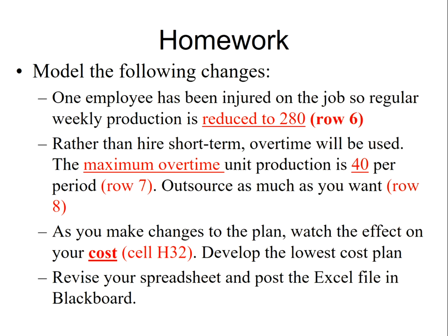So here are the parameters you'll work with. One employee has been injured on the job, so regular production is reduced to 280. That's row 6 on the spreadsheet, and I'll show you in just a second. Rather than hire short term, overtime will be used, but maximum overtime is 40 units per period. That's per week. So the most you can produce on regular time is 280, and the most you can produce in overtime is 40.